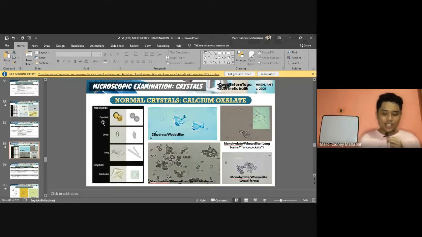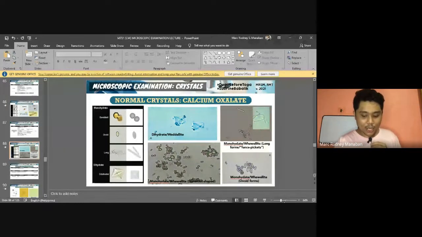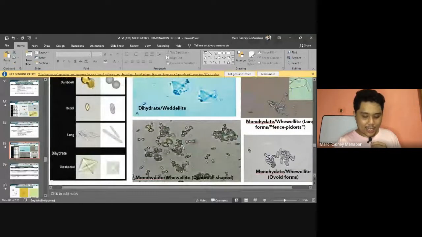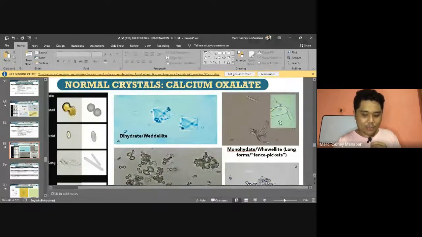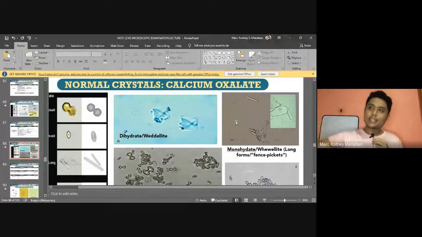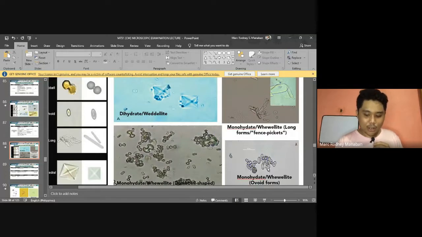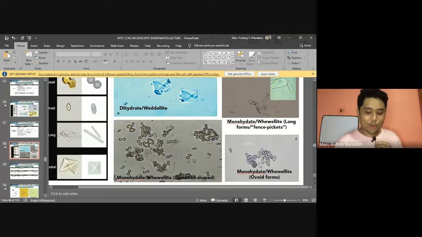calcium oxalate. So here's an example with pictures. As you can see, the monohydrate can assume a lot of shapes. Number one, it can be dumbbell shaped. It could also be long forms, like fence pickets, like the wood of a fence in appearance. And lastly, it could be ovoid. As you can see, it looks like an RBC, with a central pallor in the middle. So those are the ovoid forms.